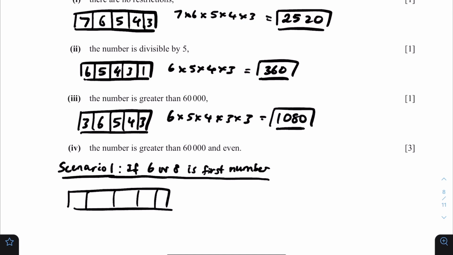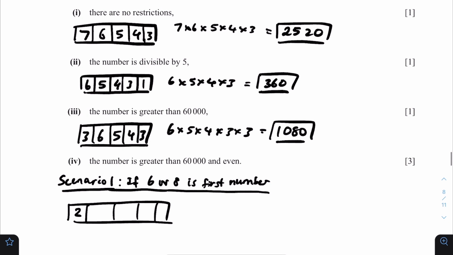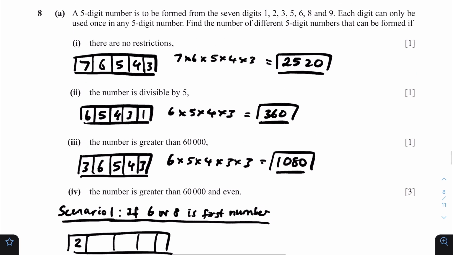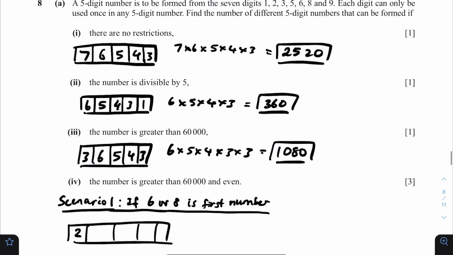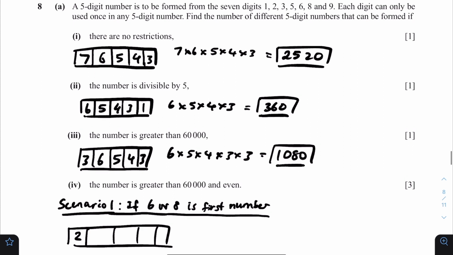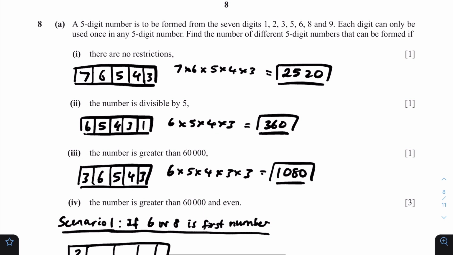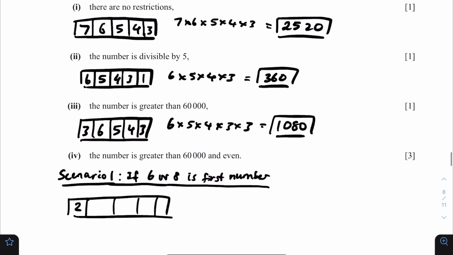So if 6 or 8 is the first number, there are 2 options because it obviously has to be greater than 60,000. And now we're left with 6, but we can't go to the next ones yet. We have to go to the last one first to make sure we satisfy the even condition. So we've picked 6 or 8 as one of them. Therefore, there's 1 less even number. In total, the number of even numbers in the digits given are only 2 of them. There's 2, 6, and 8, and one of them's already been taken for the beginning. Therefore, the ending is only going to have 2 options as well.